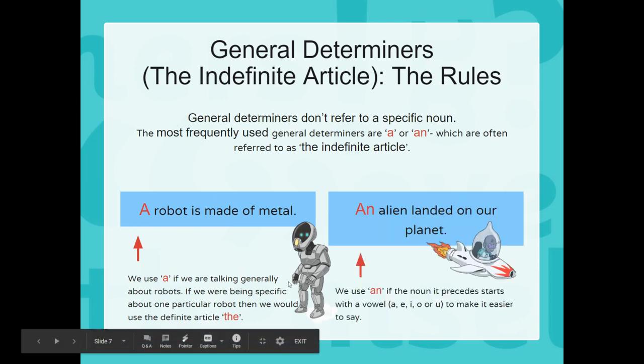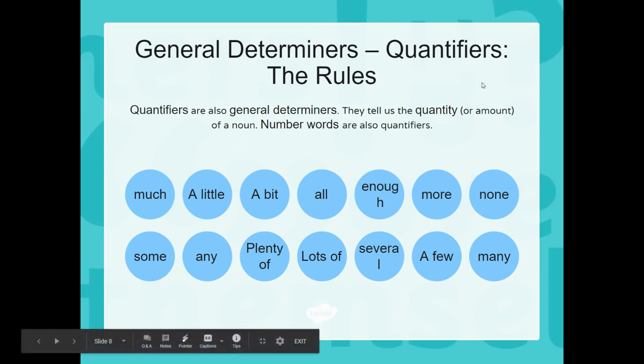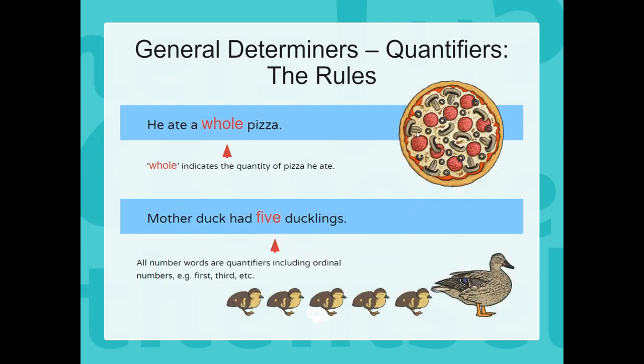So please make sure that you're reading through each of these slides to give you more. So there's also something called general determiners, and they're quantifiers. Quantifiers are also general determiners, and they tell us the quantity, so that means how many or an amount of a noun. Number words are also quantifiers. So you can see here there's a variety here for you as well.